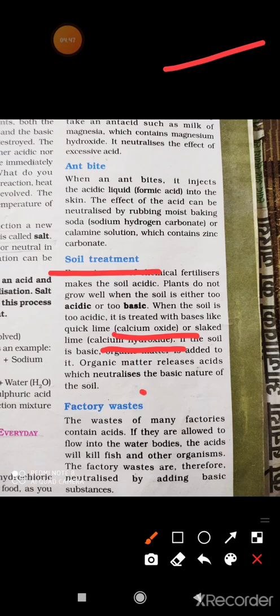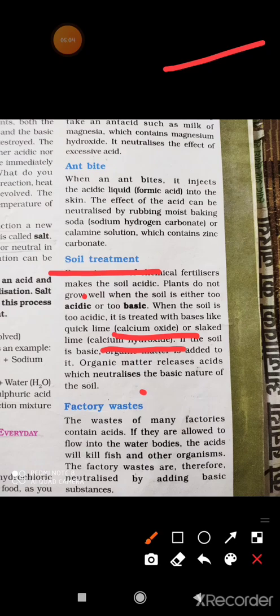We have to add manure and organic compost. So organic matter is added to it. Organic matter releases acids which neutralize the basic nature of the soil. So that is the topic.